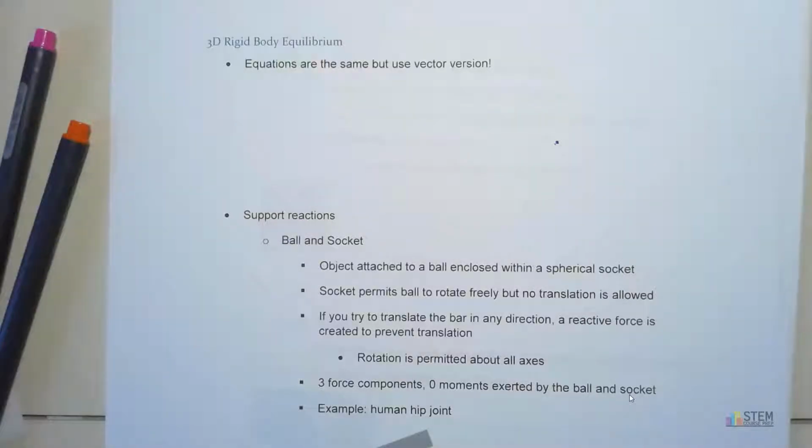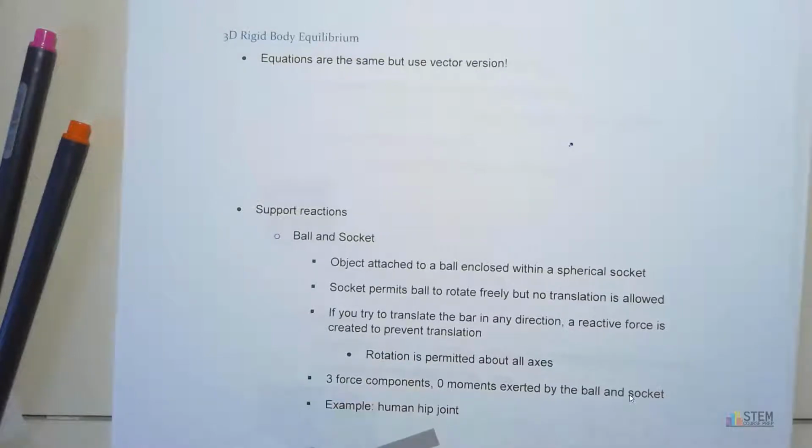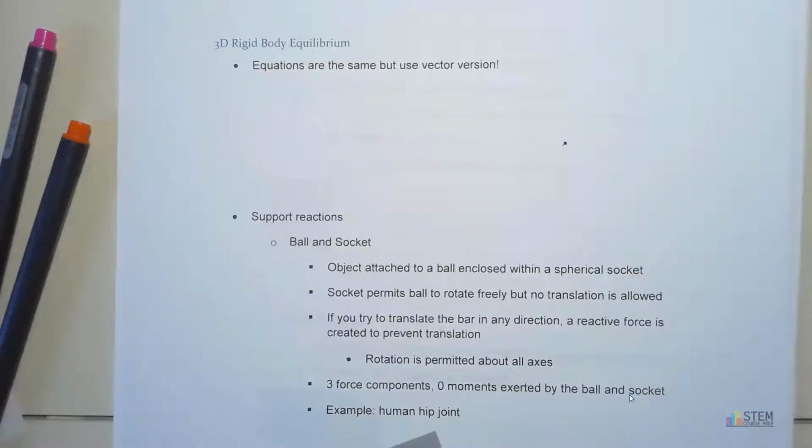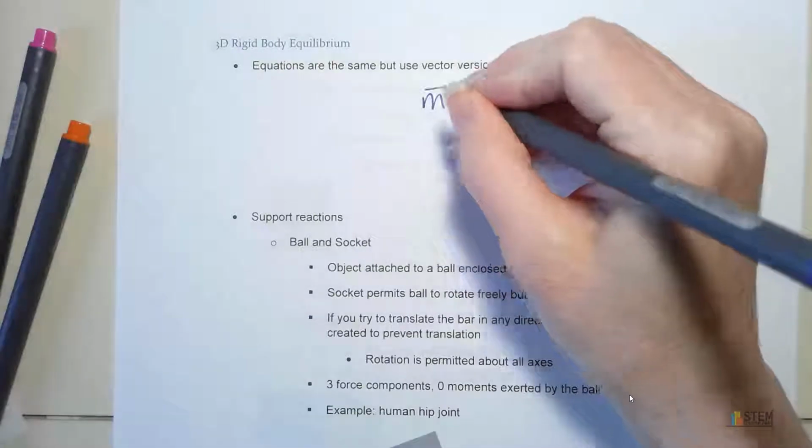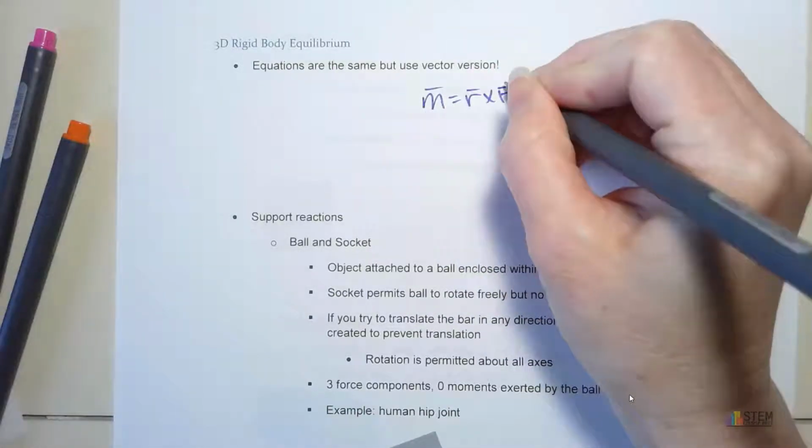Hey guys, we are going to talk about 3D rigid body equilibrium now. We already talked about 2D, now we're just going to add that third dimension. Now our equations, which we'll talk a little bit more about in just a minute, are basically the same, but since you're doing 3D, it's always a good idea with those moments to just use the vector version. So remember, for moments, if you're going to do a vector, it's r cross f.